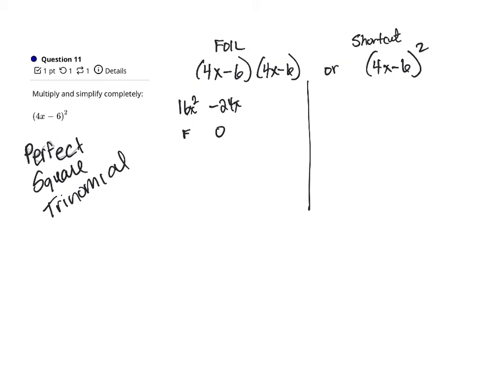And then negative 6 times 4x is negative 24x. That's the I on the inside. And negative 6 times negative 6 is positive 36. That's the L.